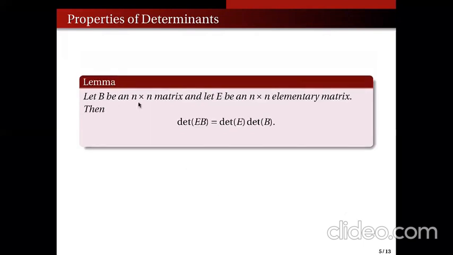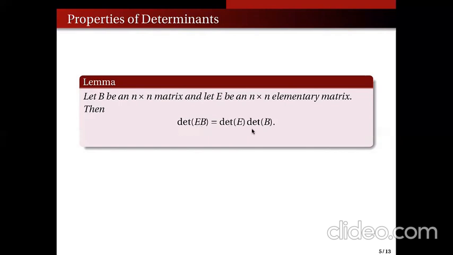Next, let B be an n by n matrix and let E be an n by n elementary matrix. So take note, an elementary matrix is a matrix obtained by applying a single elementary row operation on the identity matrix. Remember how to obtain the product EB if E is an elementary matrix. We want to get the row operation used in order to obtain the matrix E, and then you will use that same row operation on the matrix B to obtain the product EB.